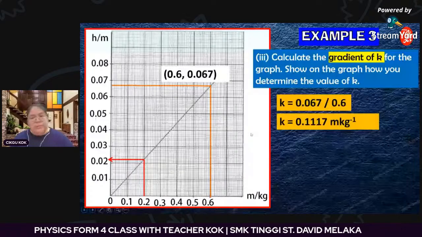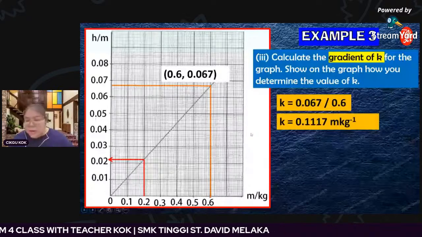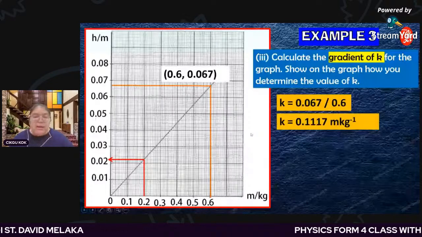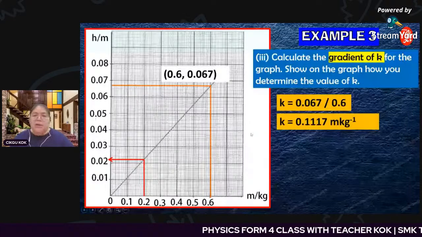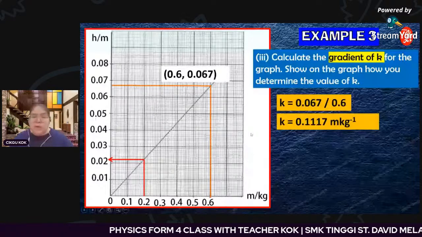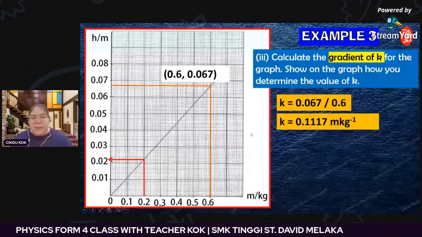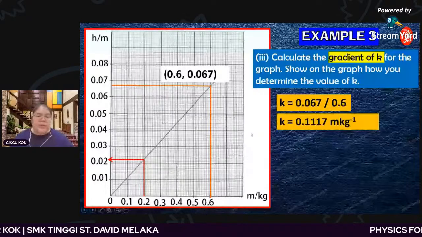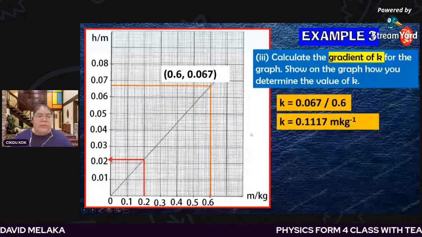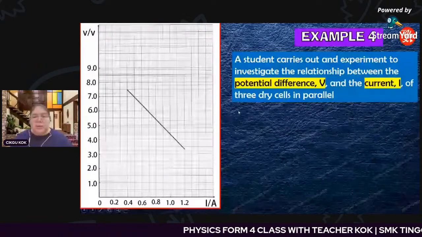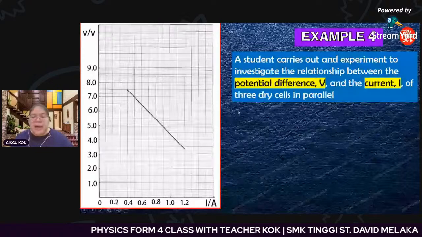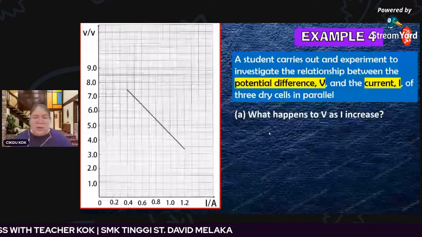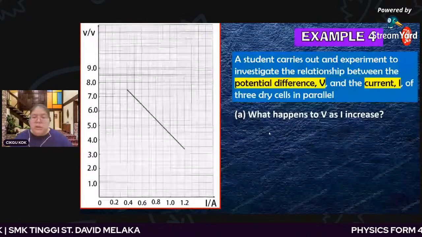Next one, you can see the graph goes down, and the graph is not complete. From here, we see the first question. Investigate the relationship between the potential difference, V, and the current. Current is in ampere. The potential difference V has the unit volt. So now the first question: what happened to the V as the I increases? When the I increases, what happened to the V? Anybody can answer me?